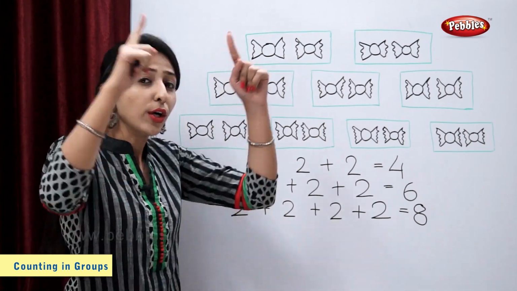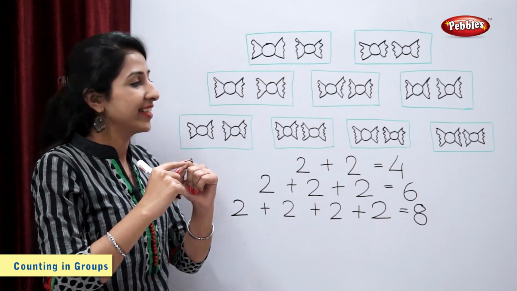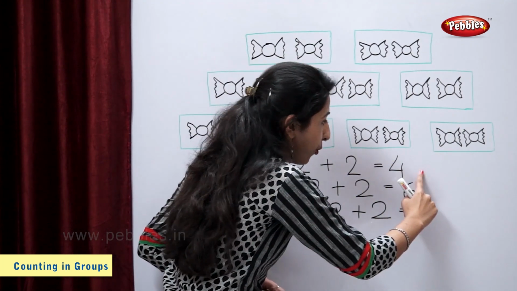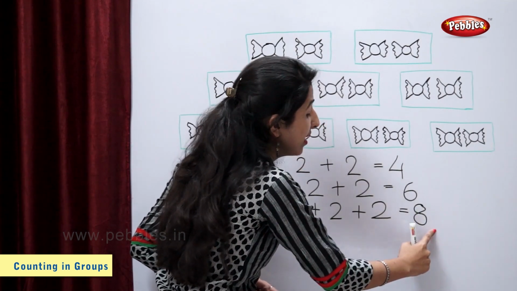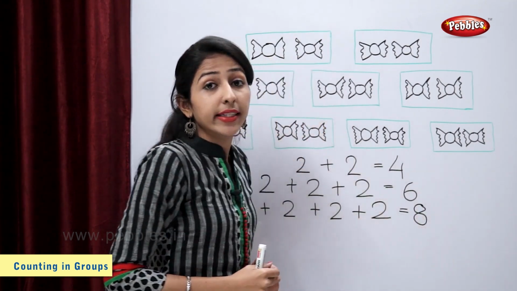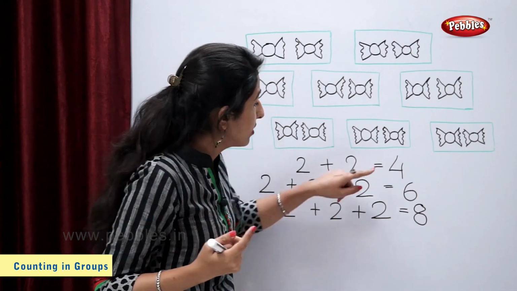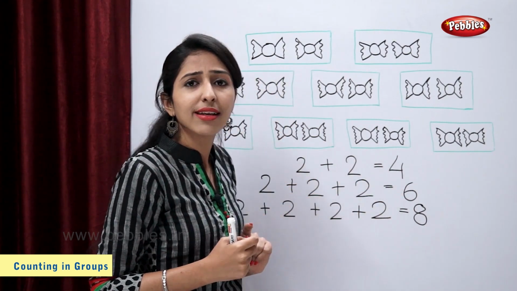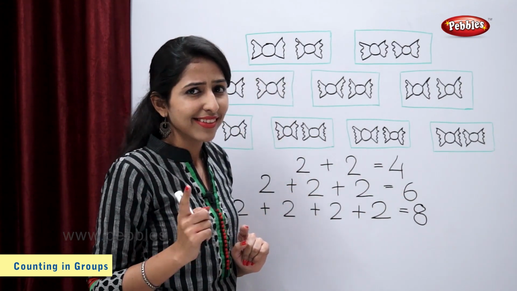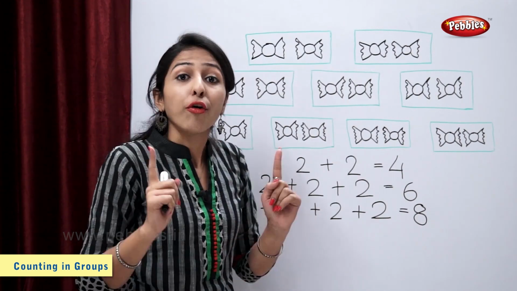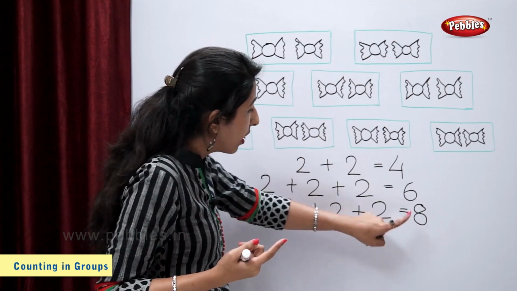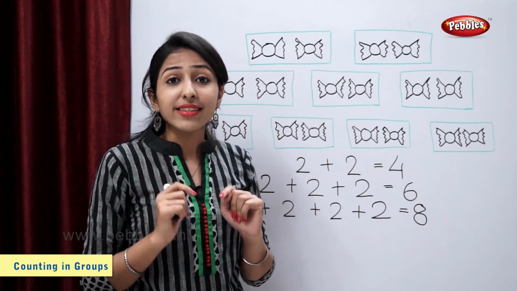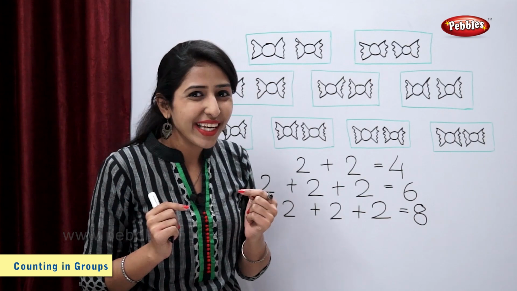Now, let us count total number of chocolates. That is 4 plus 6 plus 8. Tell me, students, how much is 4 plus 6? Right. 4 plus 6 is 10. And how much is 10 plus 8? Count and tell me.